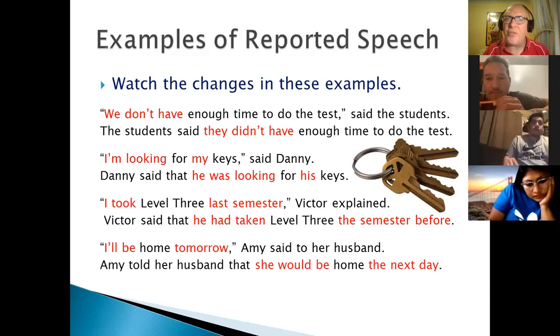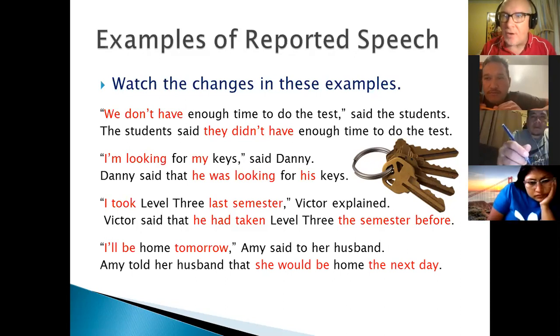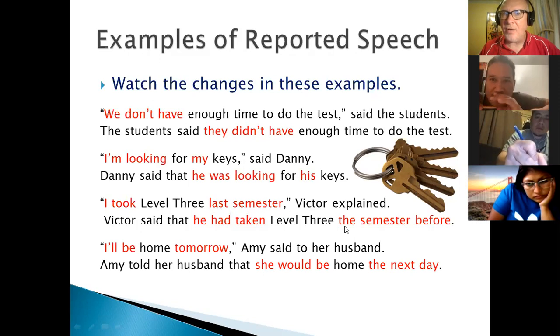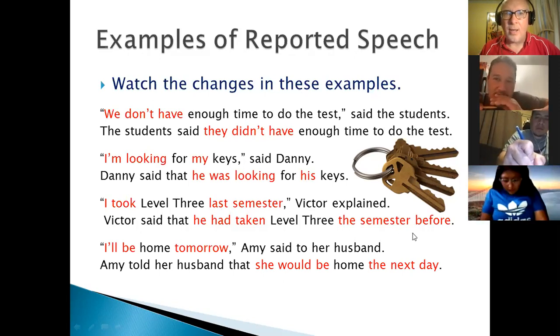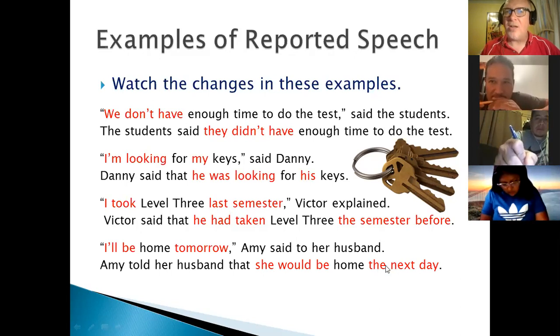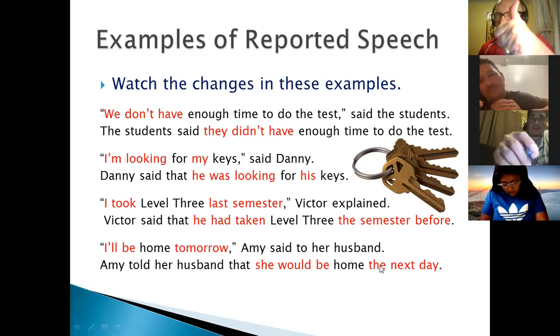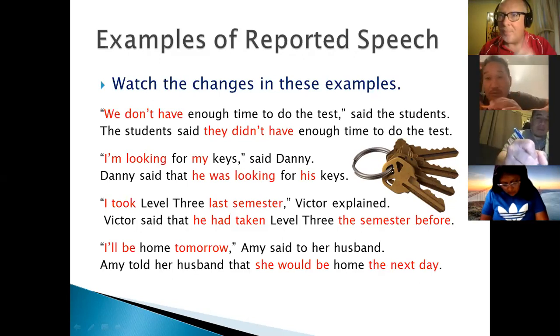Notice we're changing 3 different things. Claro, we are changing the verb, right? Don't, didn't. But look what else we're changing. We're changing the pronouns, right? He and his. And we're changing the times. Last semester becomes the semester before. Tomorrow becomes the next day. So we're changing 3 different things. The time, the pronouns, and the verb. Got to make 3 changes.